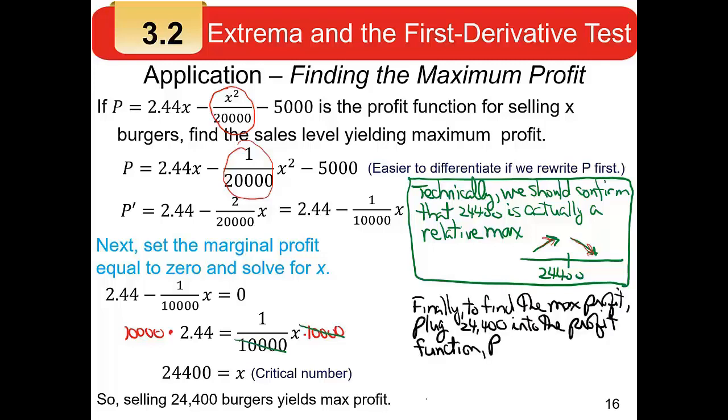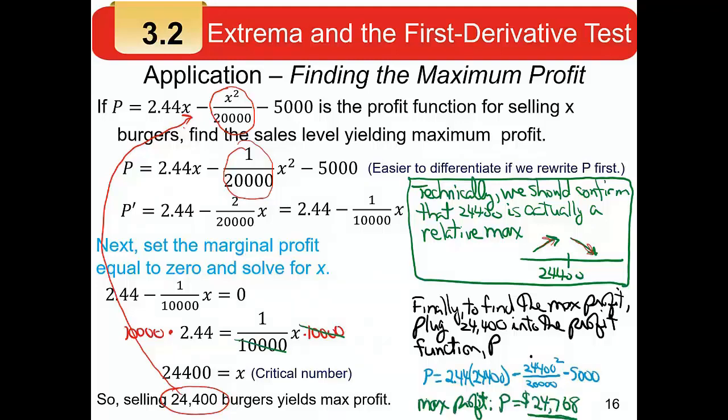And then the last step is to take that x value and plug it back into the profit function and find out what that profit would actually be. And you get, after quite a bit of kind of yucky arithmetic, $24,768. So if you have that profit function, your maximum profit from selling a certain number of burgers comes at selling 24,400, and it gives you a profit of $24,768.